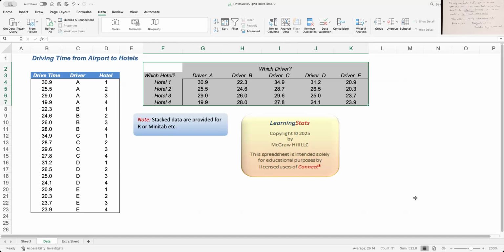Questions about 2-factor? If I am missing numbers, I have a problem. If I didn't ever get driver A going to hotel 4, I'm going to be in deep trouble here. Missing data is absolutely a problem in single without repetition ANOVA. It is also fairly common to end up with missing data.